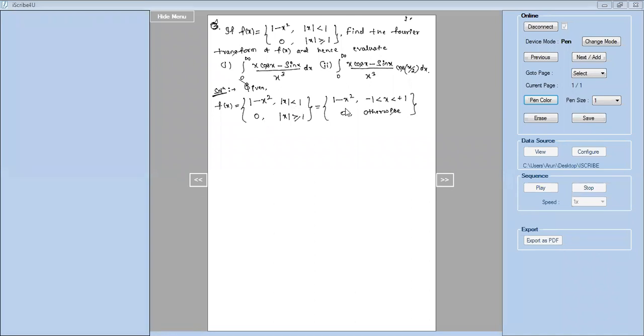Once we write the function in this form, let us take the Fourier transformation formula. So we know that the Fourier transform of f of x, that is F of u, equals, the formula is, integral minus infinity to plus infinity, f of x e power i u x into dx. Correct? So this is the Fourier transformation formula.